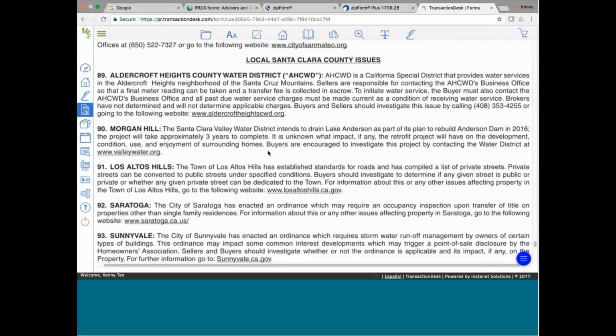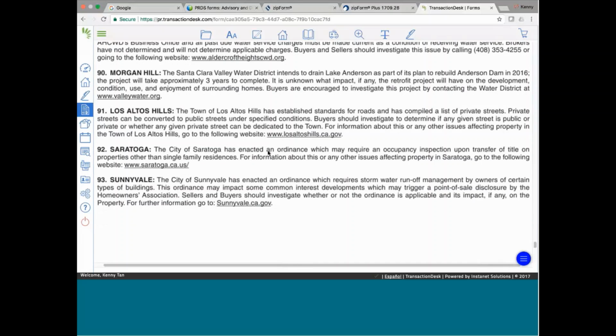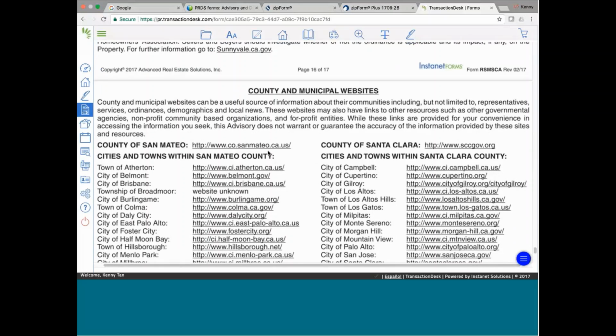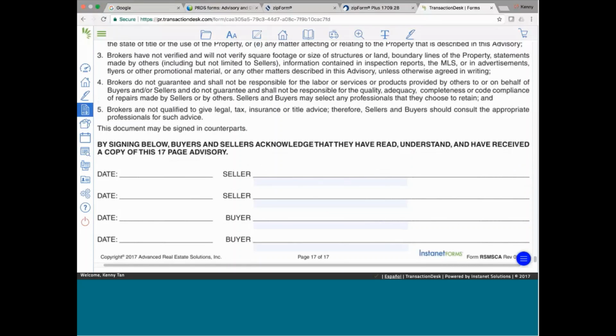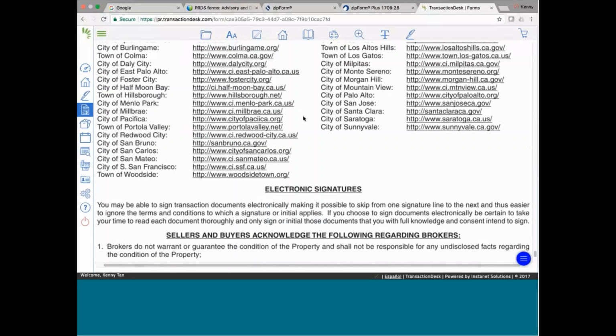Santa Clara, Morgan Hill, Los Altos, Saratoga, Sunnyvale. It's all advisory stuff, some of which we don't even care about. This is actually a very interesting advisory form in PRDS that we do not get on the CAR form. It's very local, and it's very helpful to the buyer. So that's why some agents in the Santa Clara or San Mateo area prefer to use PRDS forms, because it's more thorough in terms of disclosure.